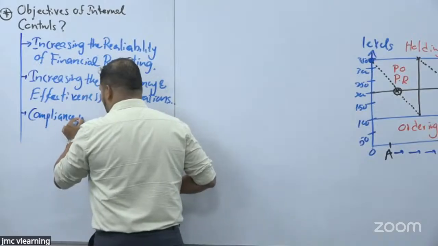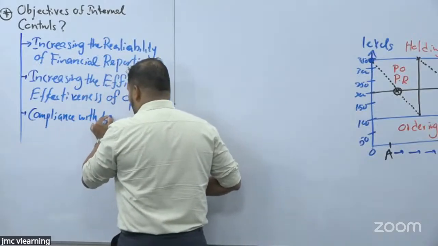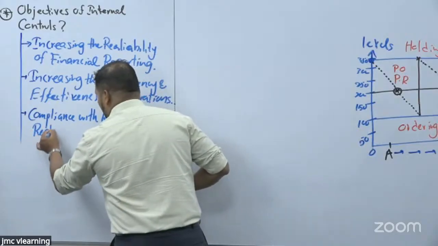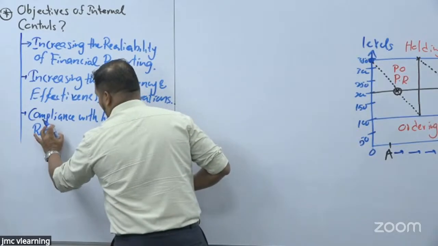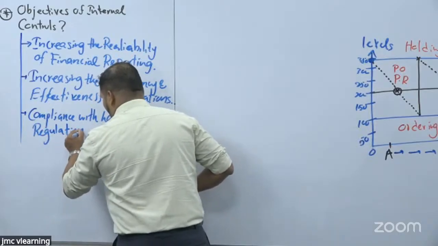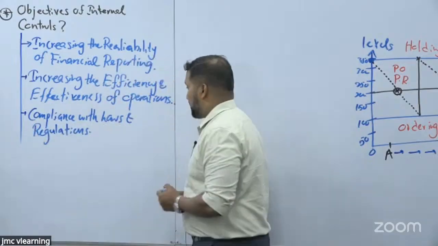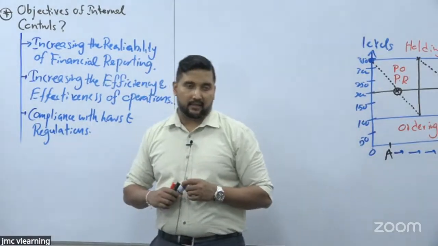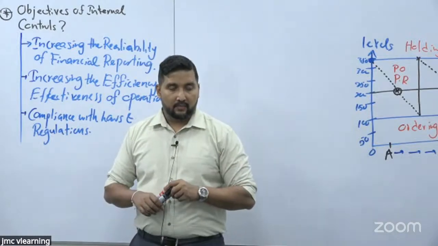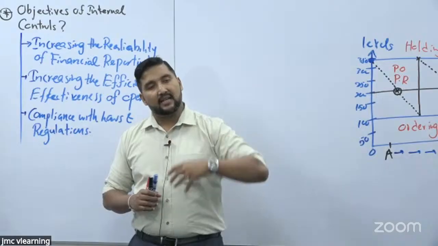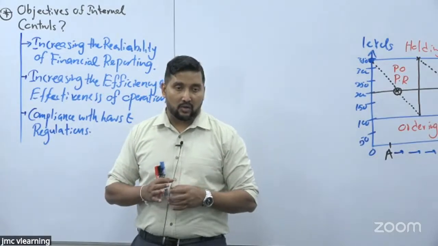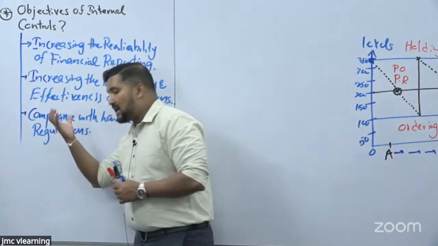Then the final objective, the third one, compliance with laws and regulations. When you look at it from the compliance perspective, there are internal laws and there are external laws. So one of the objectives of internal control is compliance with rules and regulations.